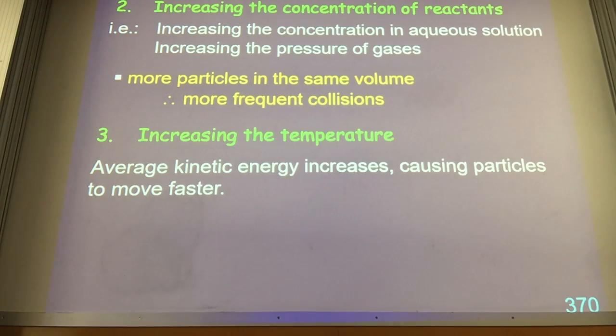and it's pretty obvious. Now, the big factor that's going to increase the rate is increasing the temperature. And this is the one where you need to be a little bit careful with your explanation.